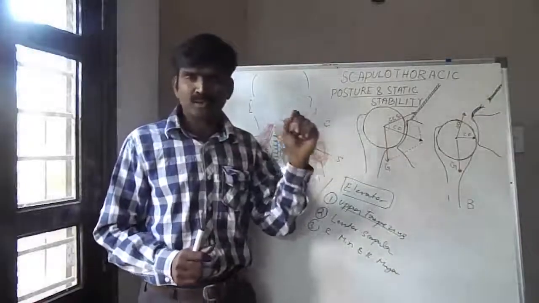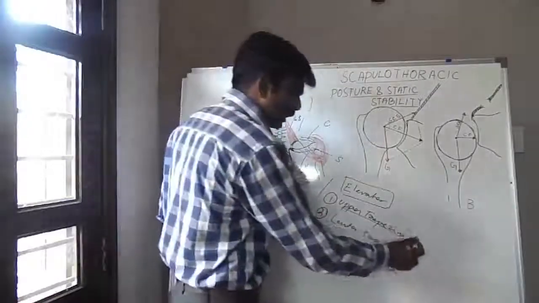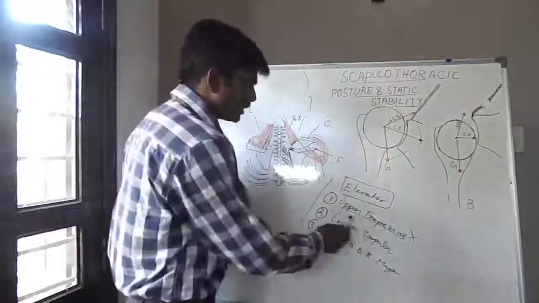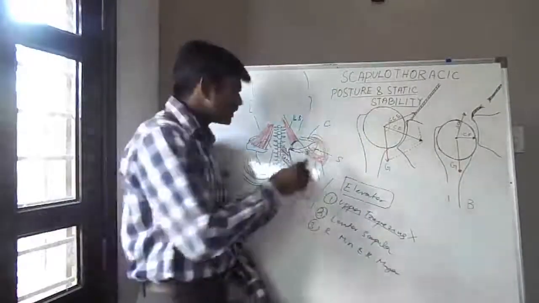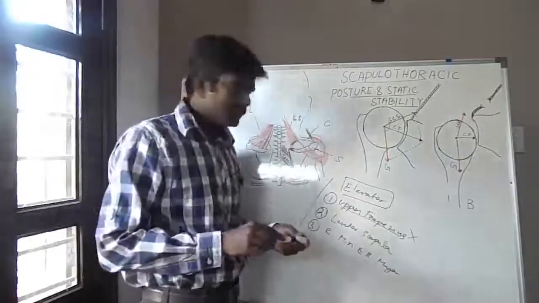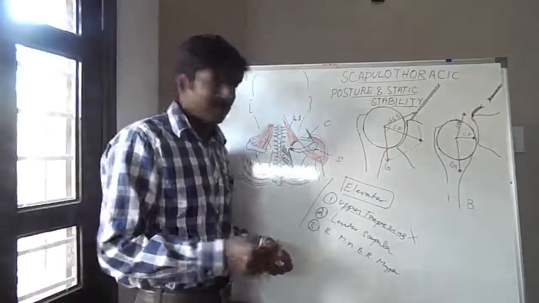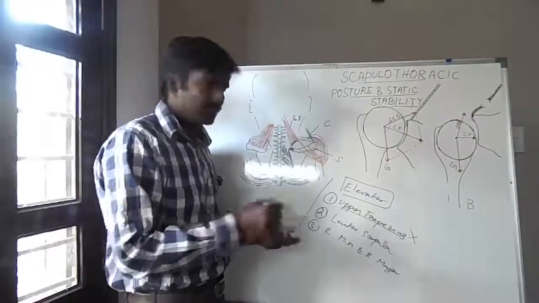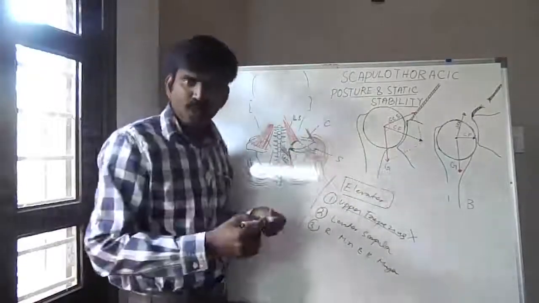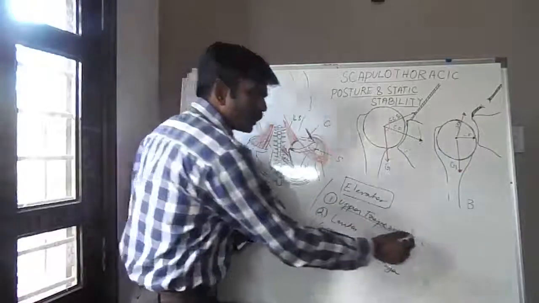Scapulothoracic posture, ideal posture of the scapula. If the trapezius is paralyzed, then what will happen? Actually, trapezius is attached to the lateral end of the clavicle and it provides the greatest leverage for the clavicle. Clear? That is shoulder girdle. The clavicle and the acromion together is the shoulder girdle. Clear? So it has an important role.